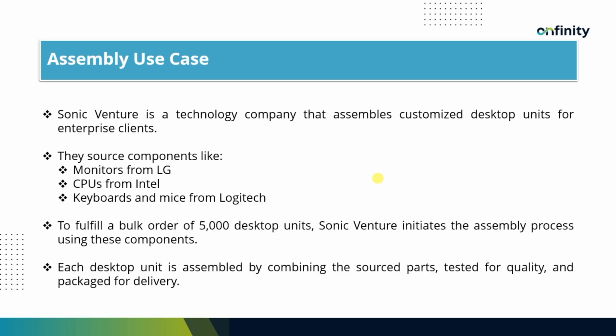Each desktop unit is assembled by combining the sourced parts. It's then tested for quality and packaged for delivery. This use case shows the initiation of the process. It shows how an assembly begins in practice. It highlights how business requirements or operational needs drive the sourcing of components, their combination into finished products, and the delivery of the final output.